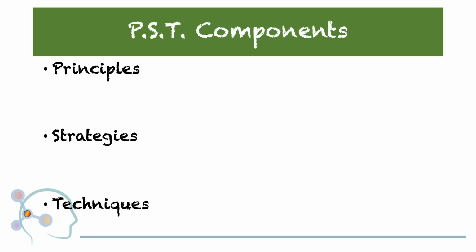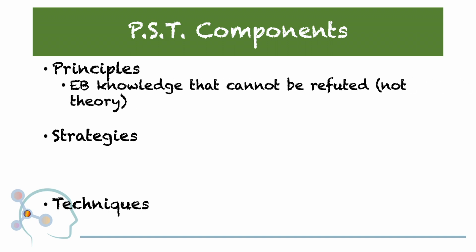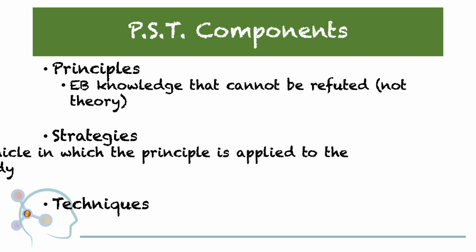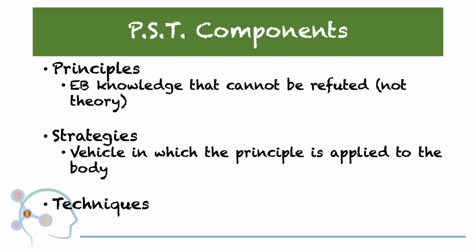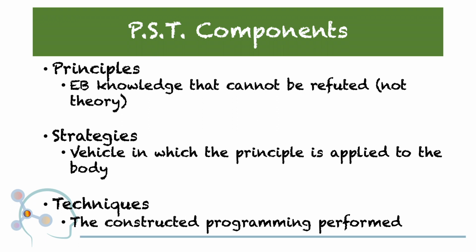Now let's have a closer look at each one of these components. Our P stands for principle. In this model, a principle is evidence-based knowledge that is well established and cannot be refuted. This does not include any type of theory. Strategies are the vehicle that we use to apply the evidence-based principle to the body. And then we come to techniques. This is the actual exercise or treatment and its corresponding parameters that are performed.